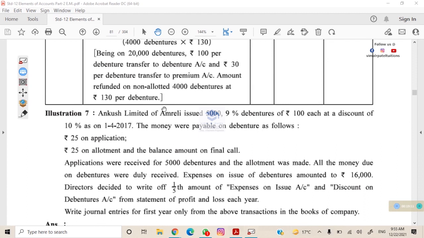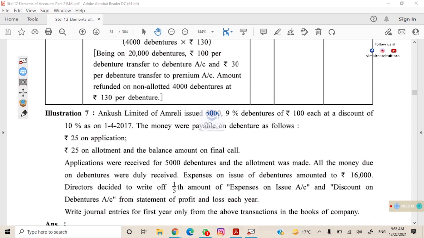Illustration 7. Ankur Limited of Amreli issued 9% debentures of 100 each at a discount of 10% on 1/4/2017. Money was payable as under: 25 rupees on application, 25 on allotment and balance amount on final call. Applications were received for 5000 debentures and allotment was made.